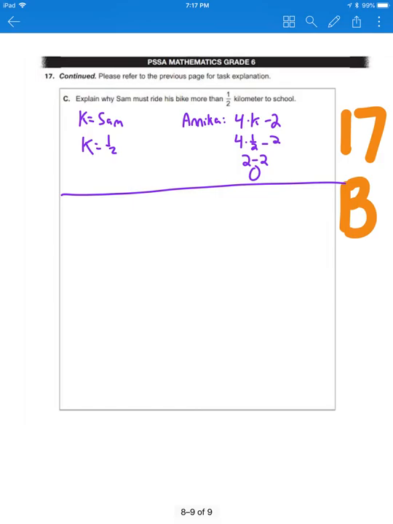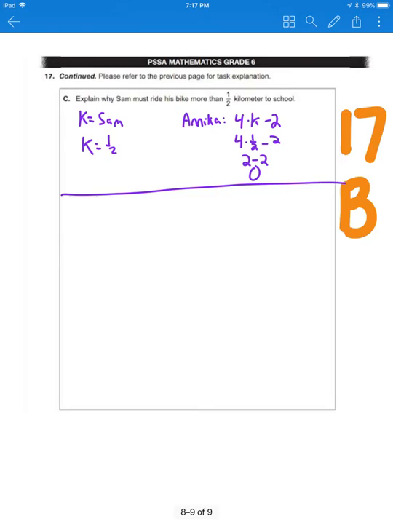because on the previous page it says Sam and Annika ride their bikes to school. So if Annika rode 0 kilometers, that would mean she didn't ride her bike. So that can't happen. So now I need to explain that. So what I'm going to do is I'll write a sentence, and then I'll pause it while I'm writing a sentence, and I'll restart it, and then I'll talk about it.